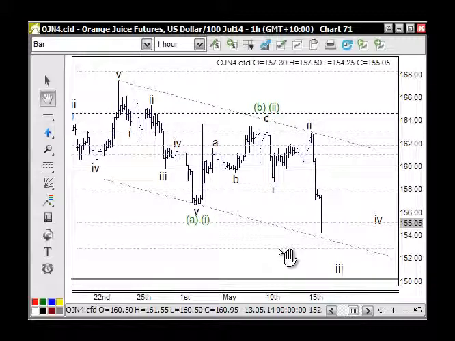So we may end up getting a much larger pattern to the downside, because I know in the bigger picture the orange juice is in a huge corrective rally, but I was looking at 172 for the high to come in, and we've only got up to 168. This is quite a big correction that's occurring here, and it hasn't found support here.